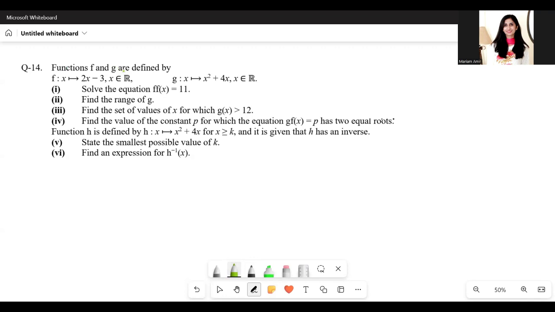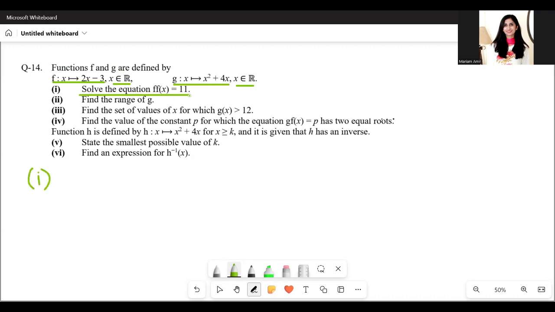Functions f and g are defined by f(x) = 2x - 3, x is an element of the real numbers, and g(x) = x² + 4x, x is an element of the real numbers. Part 1: solve the equation f(x) = 11.